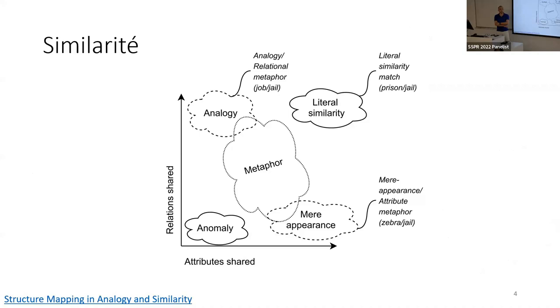But what is similarity? Similarity also comes from the psychological domain, where it was studied a lot for a while. We can see on this graph that two objects are often similar because of the relations or the attributes of the objects. When you have both relations and attributes matching, we have a literal similarity. It's like synonyms. When you have only relations, it's like an analogy. And when you have only attributes, it's a mere appearance, like a visual match. Here, we are interested in those visual matches in particular.